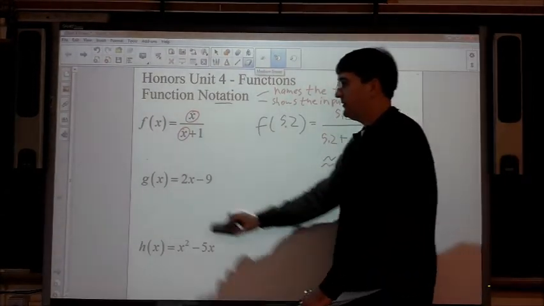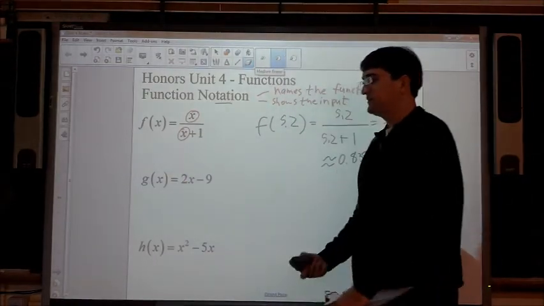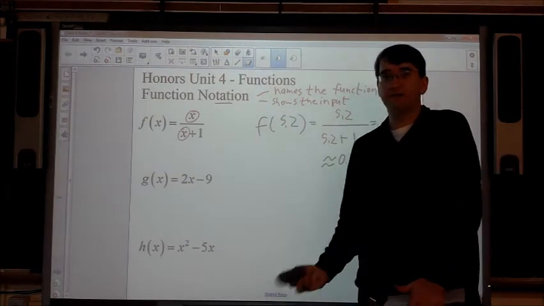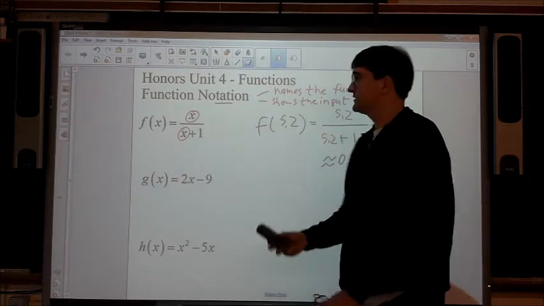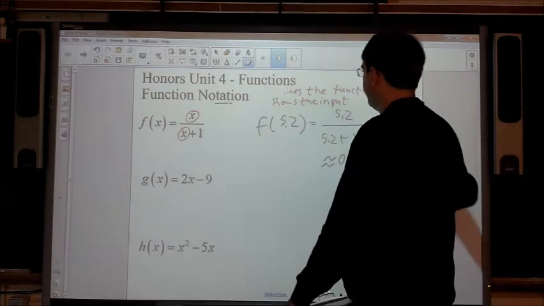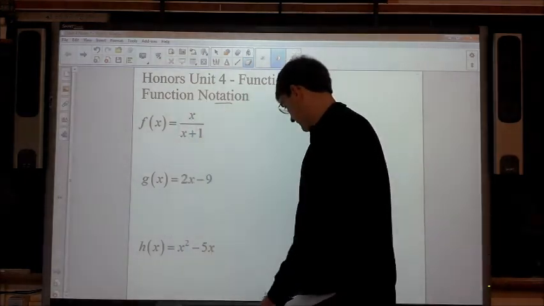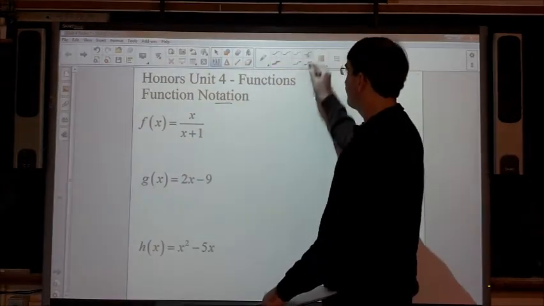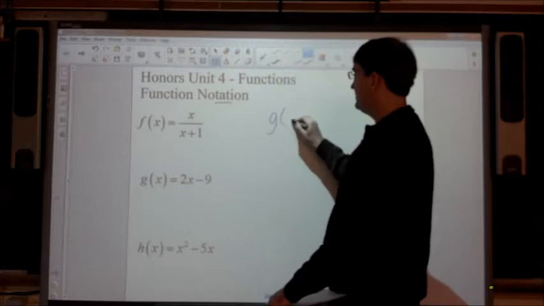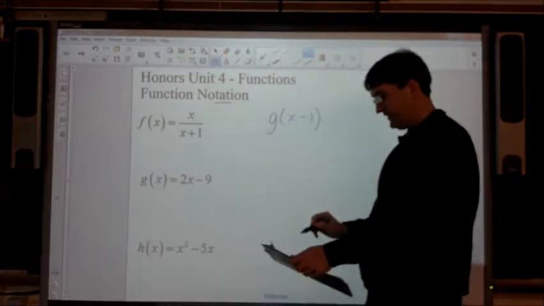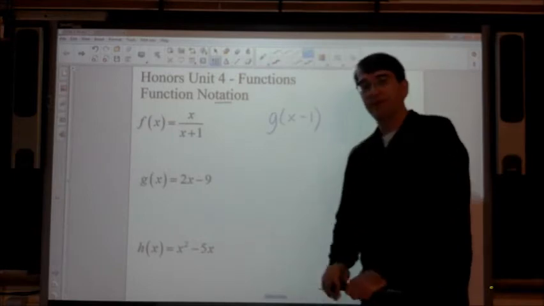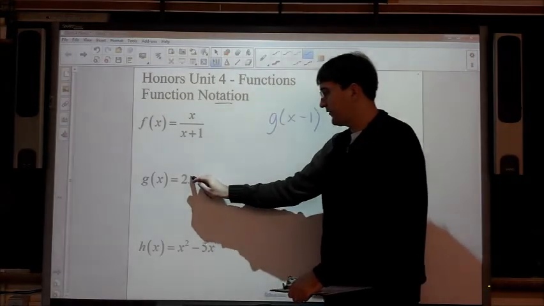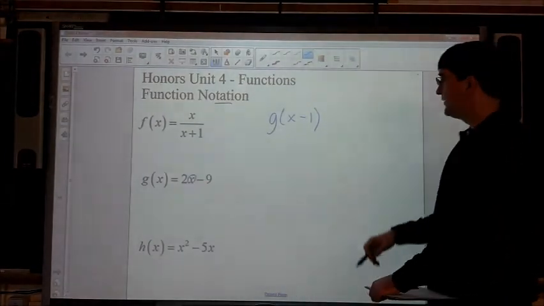Now, what is a little bit different is the fact that we can actually do this for not just numbers. I can replace x with a completely different expression. I'll give you an example. Let's say I want to plug in g of x minus 1 instead of g of just plain old x. I'm just going to do the same thing like I said before. I'm going to replace the x with an x minus 1.